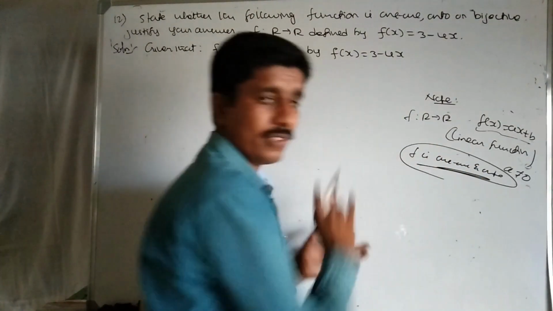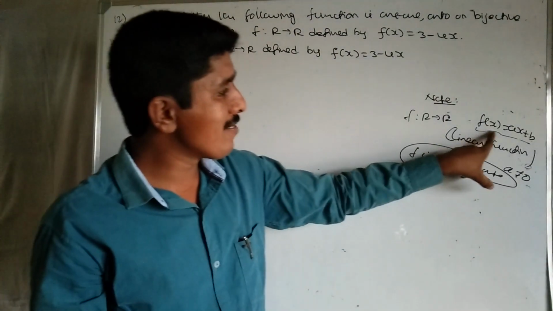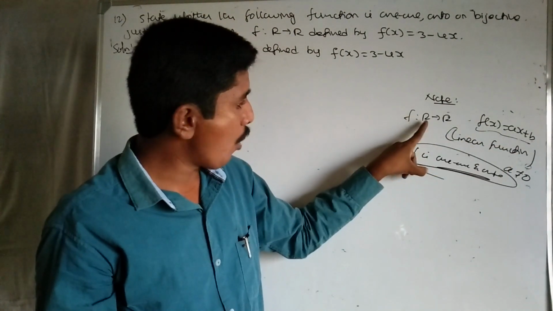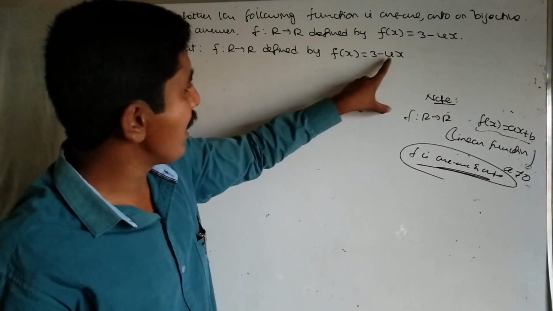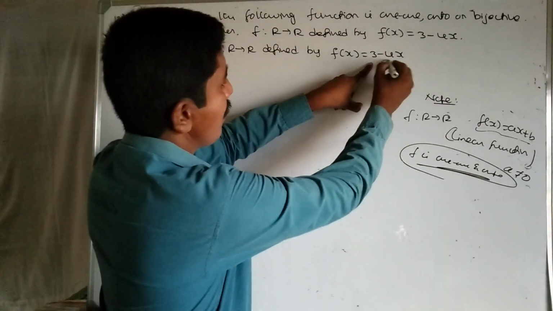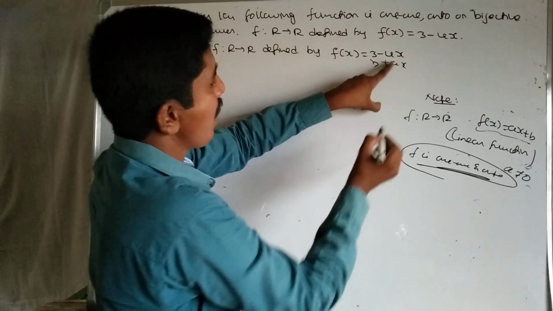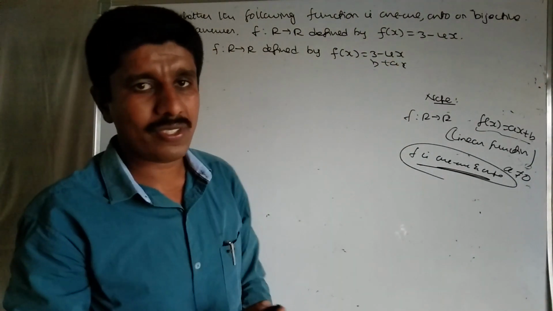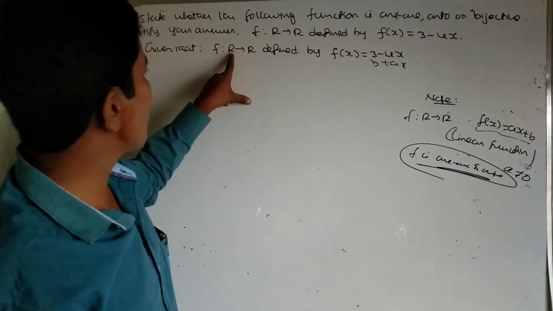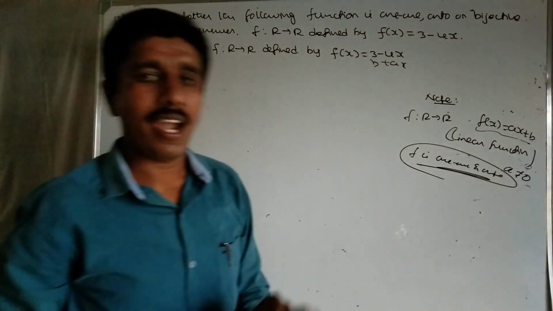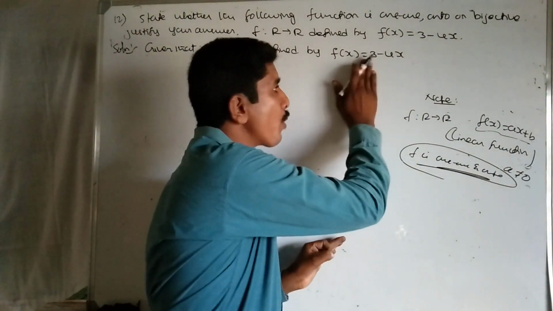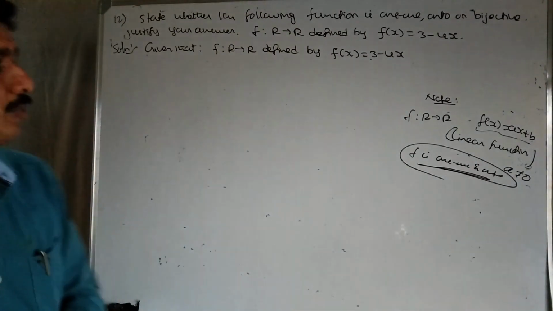Mind it, very important one. The function is a linear function and the domain is real numbers. Here the function is clearly ax plus b, where a equal to minus 4, b equal to 3. Correct. Well, the function is linear and the domain is real numbers, so clearly it is 1-1 and onto. I am going to prove both 1-1 and onto.